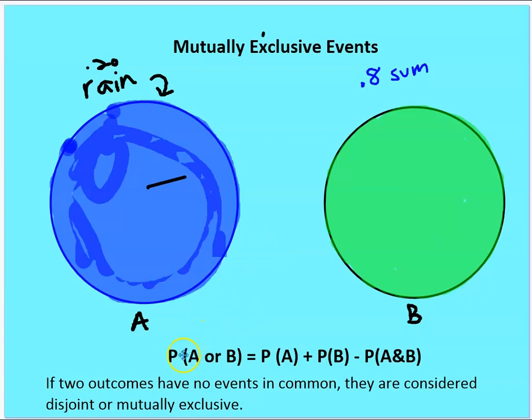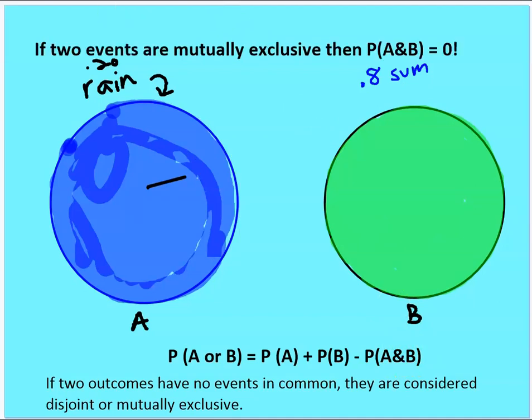Right? So then if the probability of A and B is 0, and this goes back to our rule, if the events are mutually exclusive, then the probability of A plus the probability of B is equal to the probability of A or B. So if two outcomes have no events in common, they are considered disjoint or mutually exclusive, and the probability of A and B is going to equal 0.